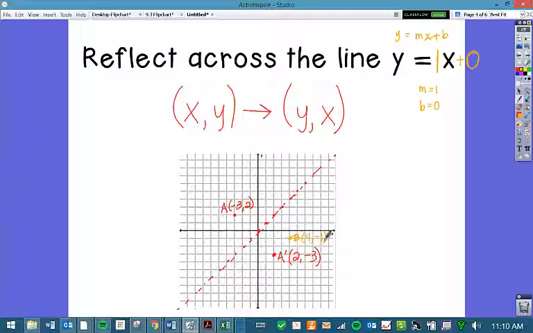Okay, so B prime would become (-1, 4). B prime is at (-1, 4). Notice it looks like that point is up across that line. So if you're reflecting across the line y equals x, you are literally switching x and y. They just change places. Your y becomes your x, and your x becomes your y. Switch places.